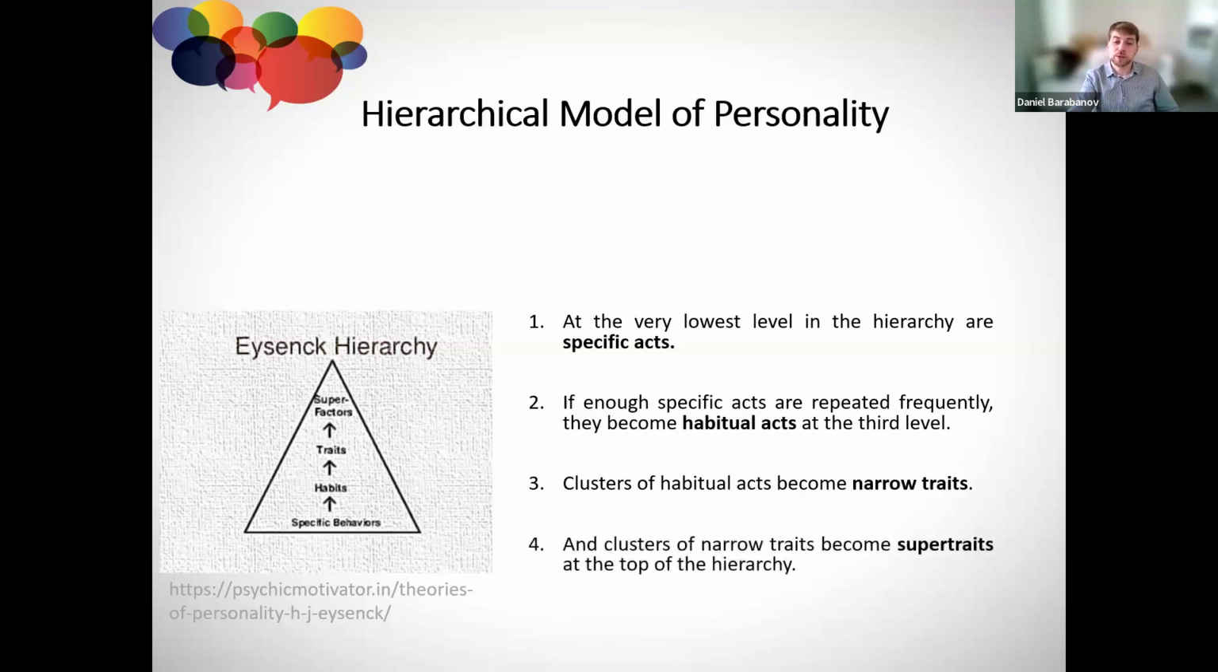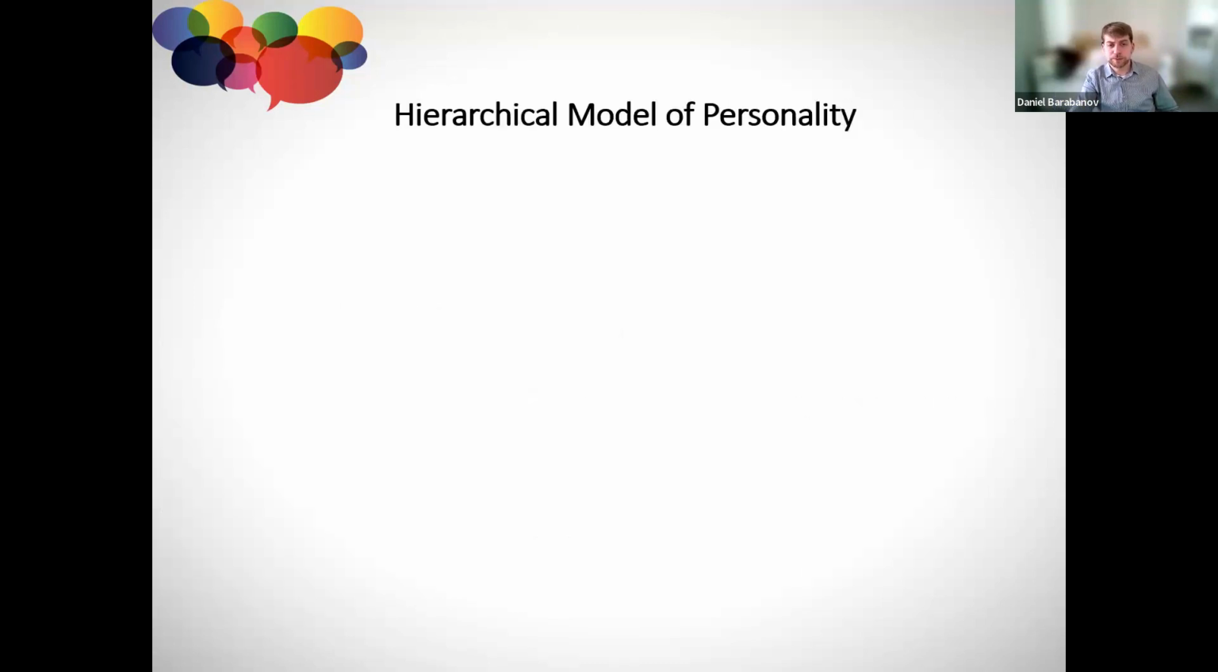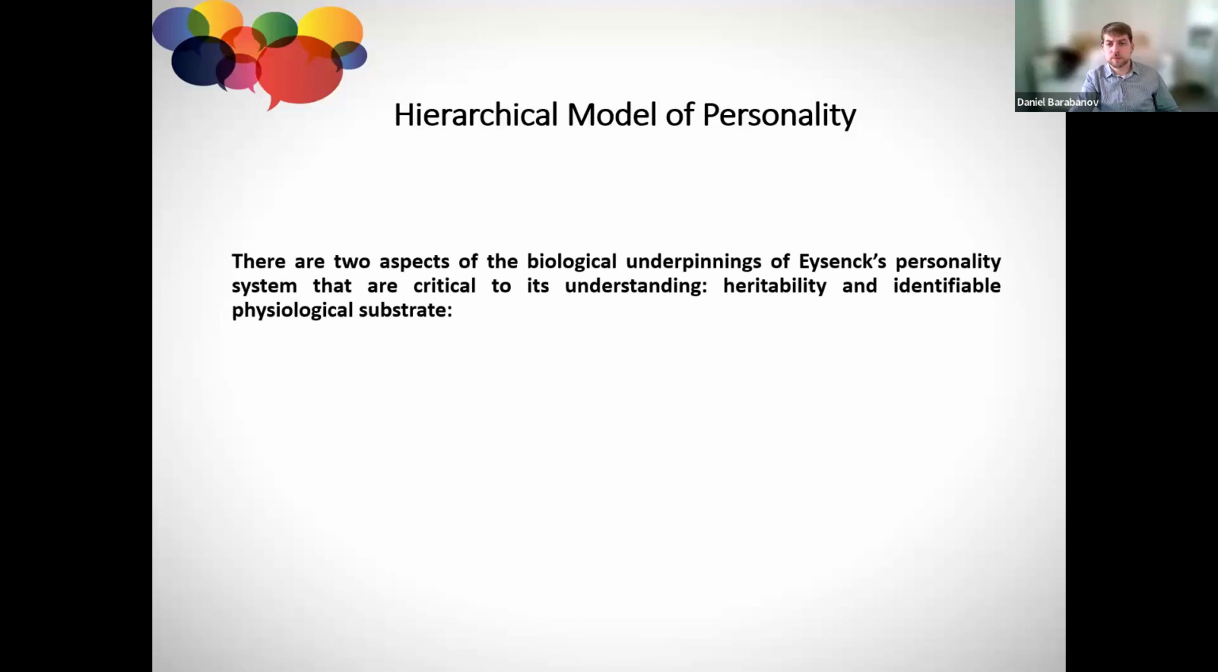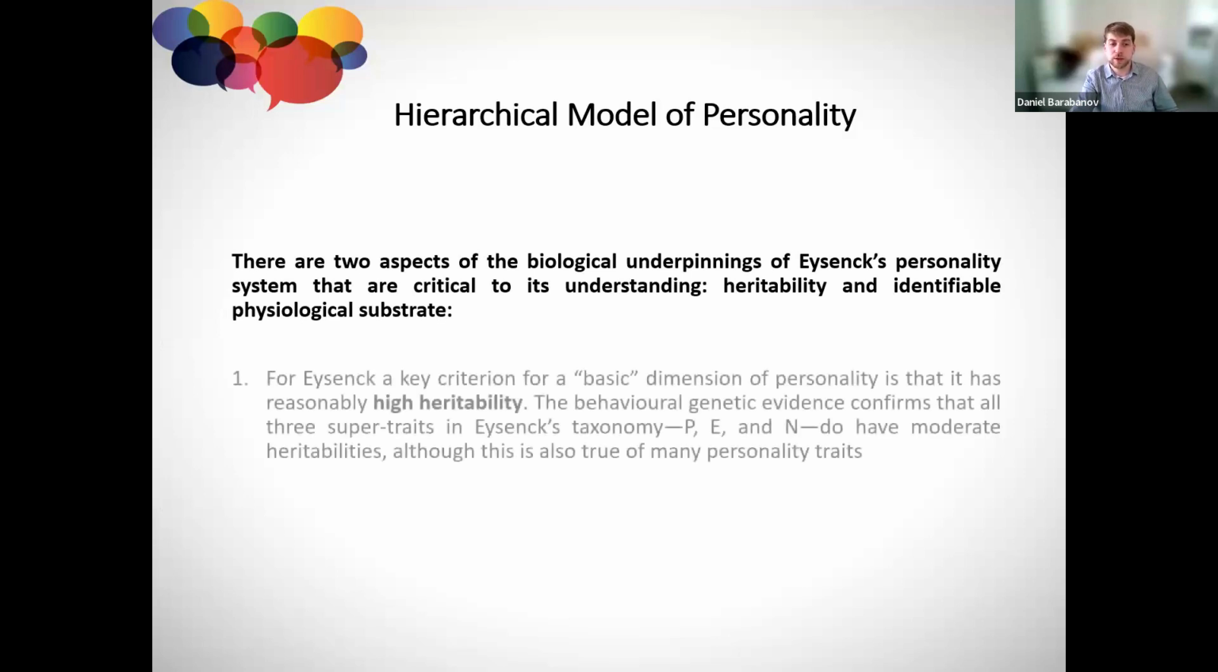And finally, he supposed that if we combine several narrow traits together in a cluster, again, a big chunk, it creates so-called super traits. So there are only three super traits in this classification. Again, psychoticism, extroversion, and neuroticism. So they are on the top of this hierarchy. So the basic idea is that the most important super traits, again, depend on heritability and have some physiological substrate or psychophysiological foundation.